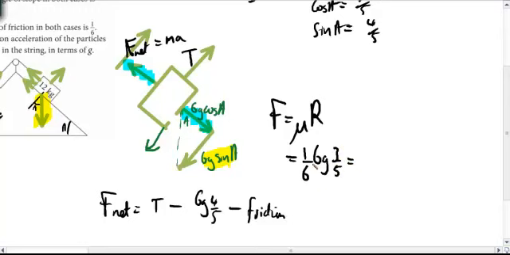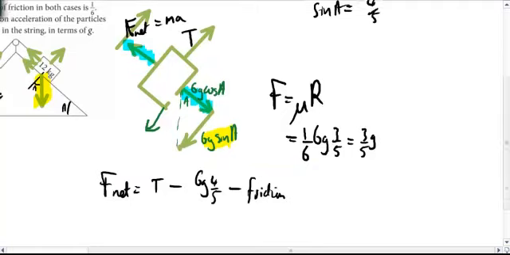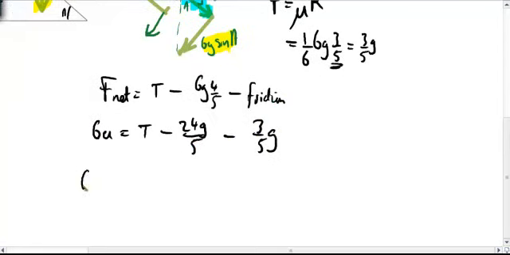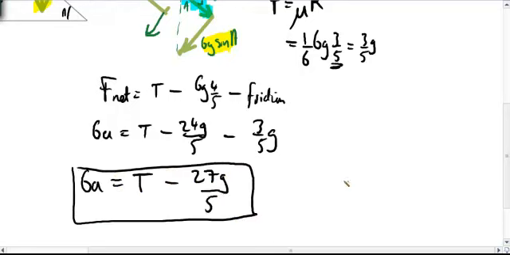So that will be equal to 3/5g there. So the force of friction then, I can fill that in the next line here. So we have 6a is equal to T minus 24g/5 minus the friction, which is 3/5g. So here we have then 6a is equal to T minus 27g/5, because they've got the same fraction. That's our first equation.